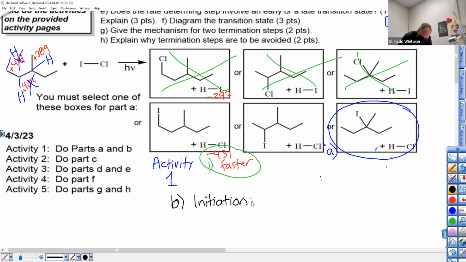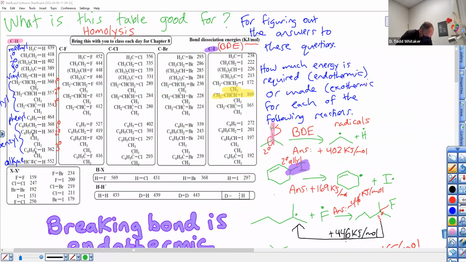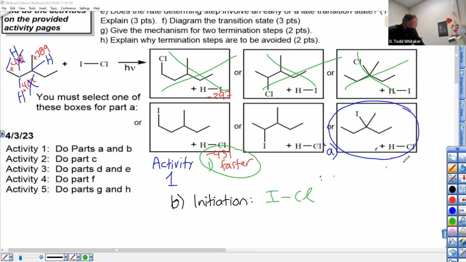And ICl, I want to point out, ICl is the weakest bond on this page. Can we prove it? Give me a number for ICl. There it is. That is a lot lower than any number we wrote down so far, right? 211 will be the first thing breaking if heat is turned on. Yeah. So you're going to turn the heat on for the initiation. That's what gets the game started.